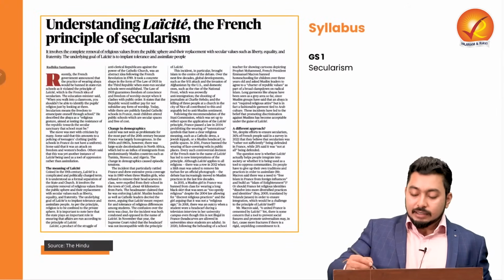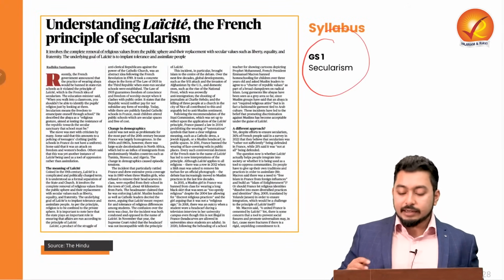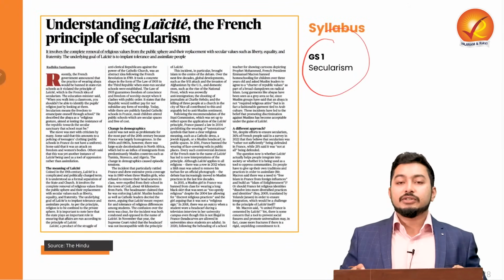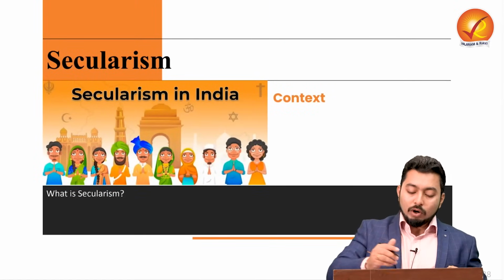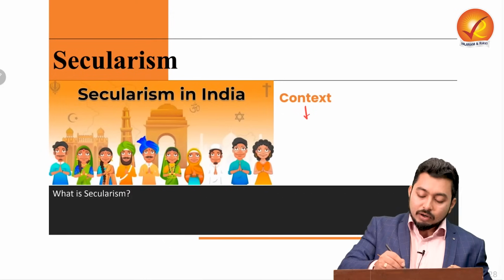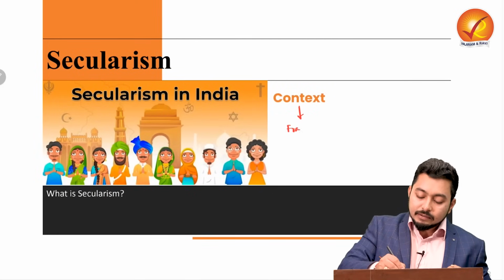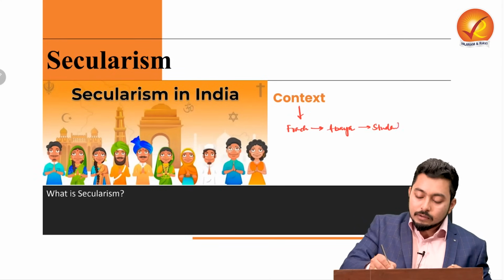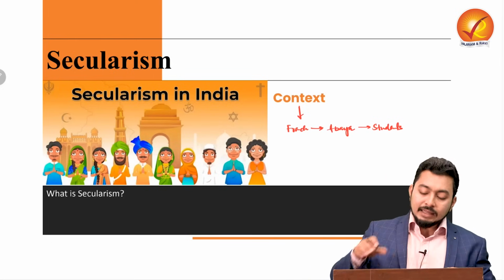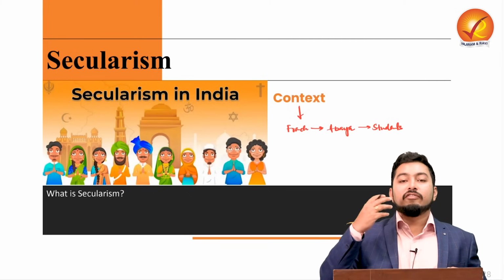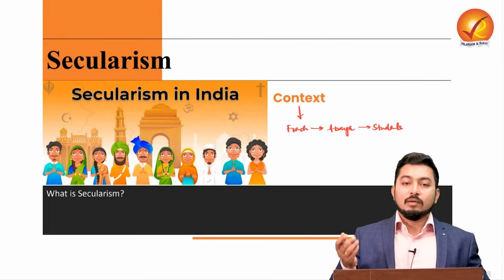Now, the first article pertains to your GS1 secularism. It also pertains to your GS2 where we were discussing constitutional issues. Now, what is the context? The context is that the French government has banned the abaya to be worn by students in state-run schools, and that is why the debate about the French model of secularism has come in the news.